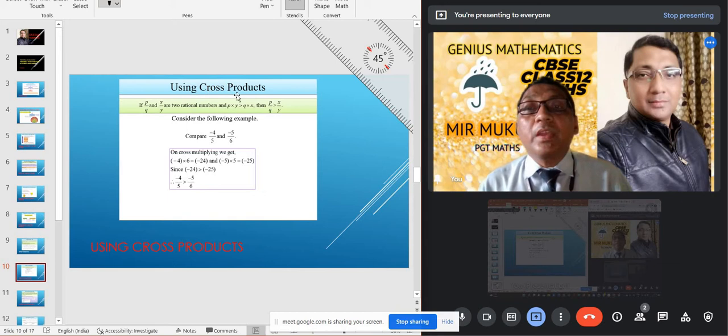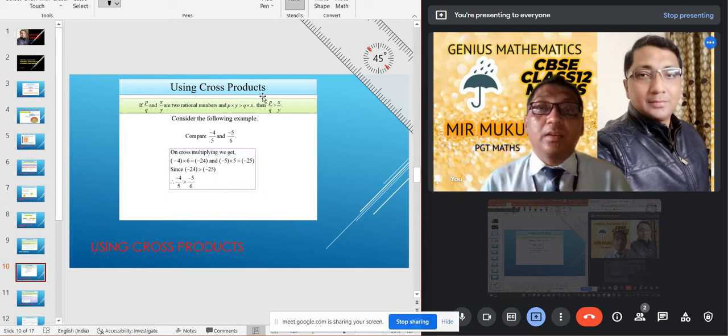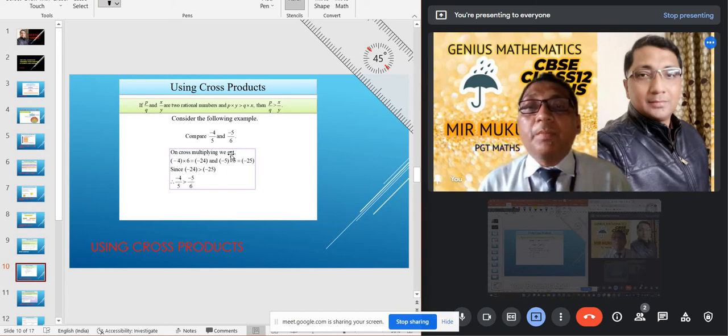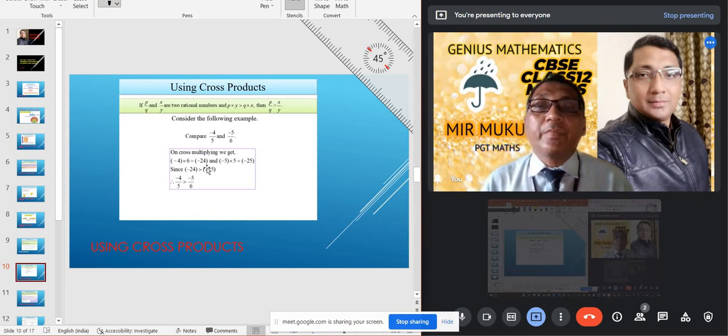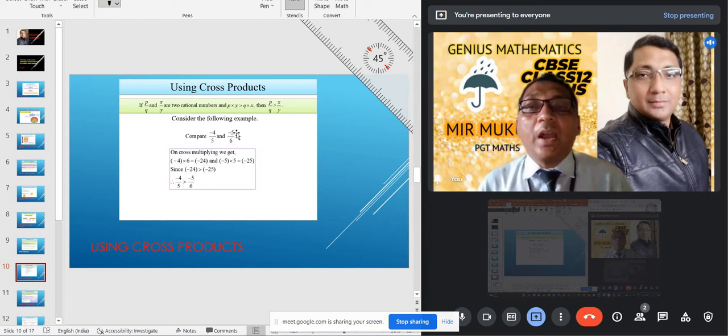The second method is using the cross product. How can we decide using the cross product? Suppose you have to compare minus 4 by 5 and minus 5 by 6. How can you compare them? On cross multiplying, 6 into minus 4 is how much? Minus 24. And 5 into minus 5 is minus 25.